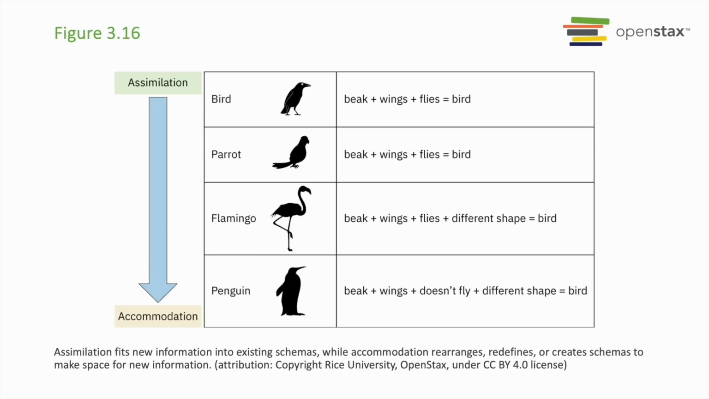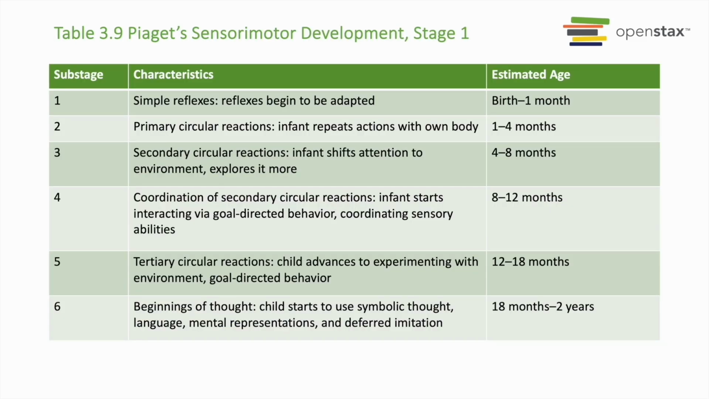Figure 3.16. Assimilation fits new information into existing schemas, while accommodation rearranges, redefines, or creates schemas to make space for new information. Piaget's sensorimotor development, stage 1. We're going to look at the substage, the characteristics, and the estimated age. We talked about this briefly in Chapter 1. Substage 1. Its characteristics include simple reflexes. Reflexes begin to adapt. The estimated age is birth to 1 month.